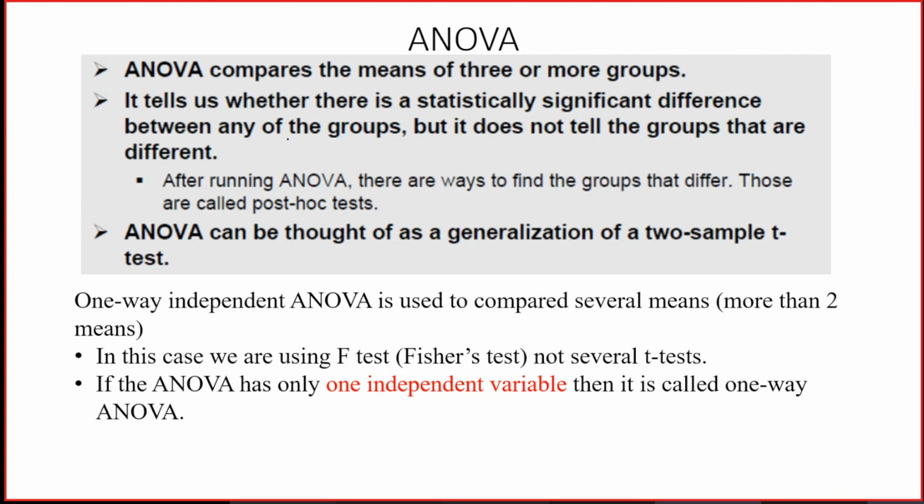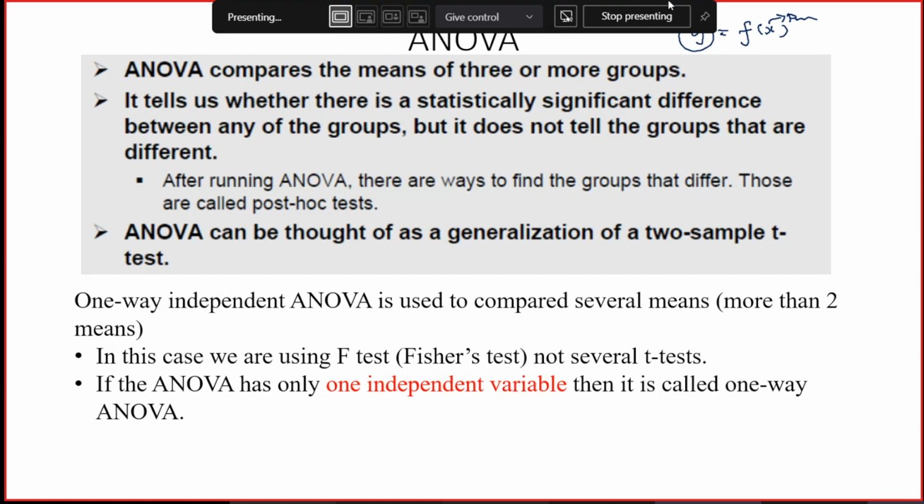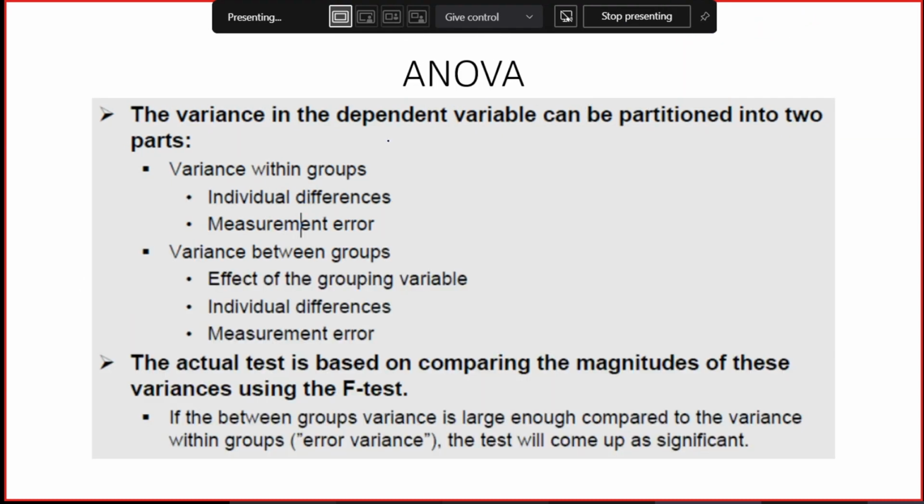Suppose we are writing y is equal to f of x. This y is called the dependent variable, and this x is called the independent variable. Whereas in computer language, they call it the predictor and the response variable. The variance in the dependent variable once again has two parts.